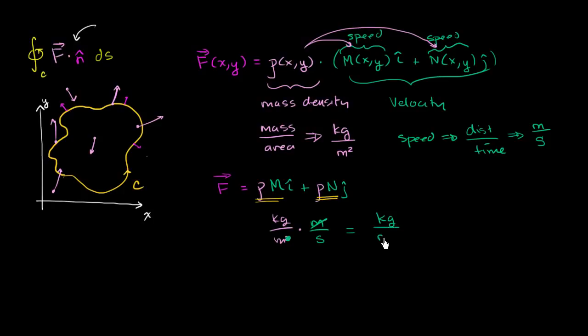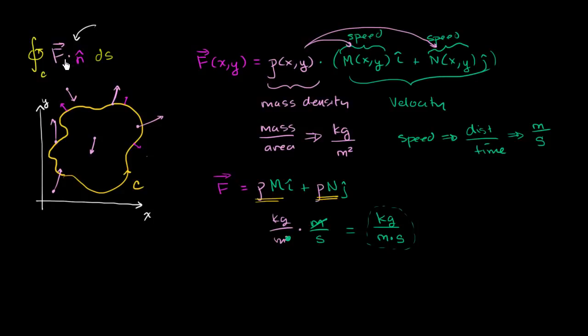Kilograms per meter second, which is essentially, if you view this vector as having a magnitude in some direction, the magnitude component is going to have these units right over here. And then we're going to take this and dot it with n. n only gives us a direction. It is a unitless vector. It is only specifying a direction at any point on the curve.